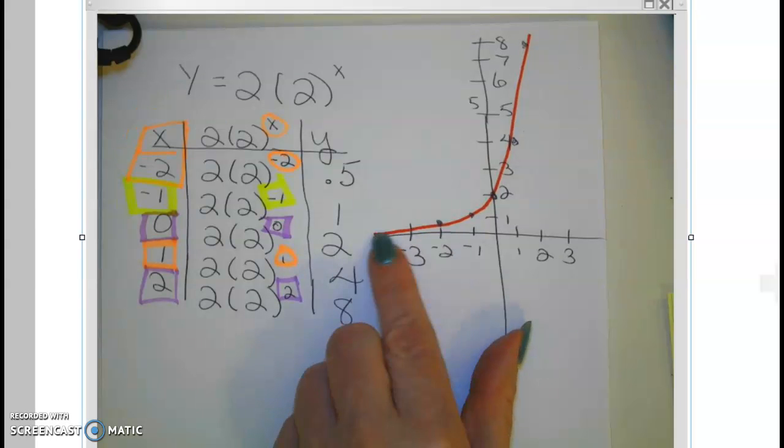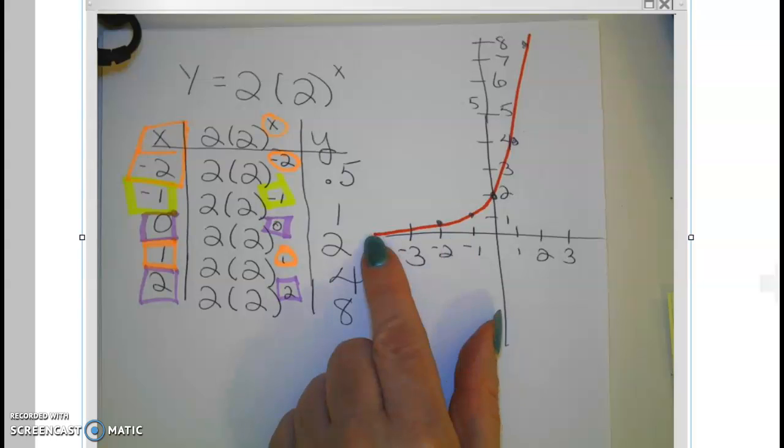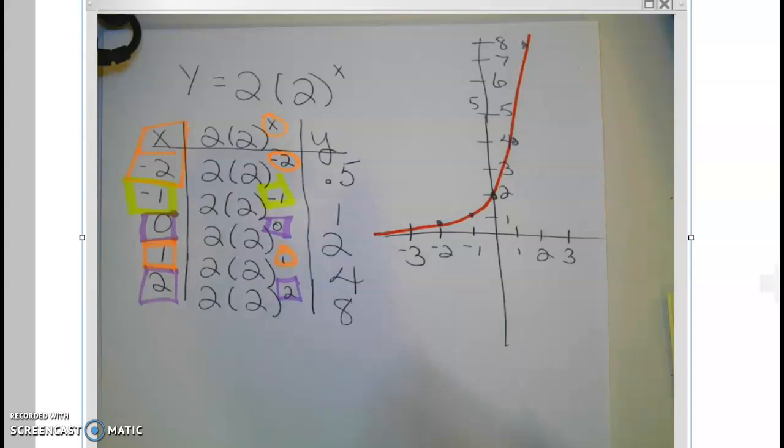This line is actually never going to hit 0, okay? And because it's never going to actually hit 0, we call it an asymptote. So it has an asymptote. It is never actually going to reach 0.